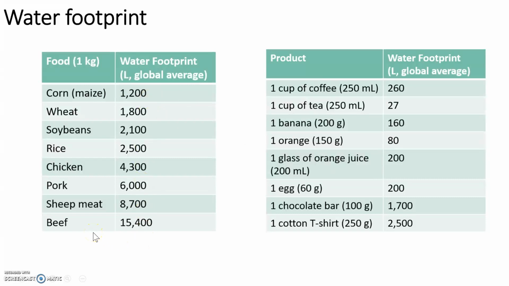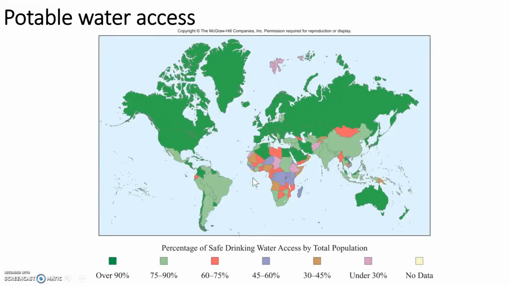Then if we look at something such as raising beef, beef requires a lot of grain for their consumption. So a lot of water goes into the food that the cows eat. So in order to raise 1 kilogram of beef for consumption, over 15,000 gallons of water is used. So everything that we do has some water footprint. A cup of coffee, 260 liters. Even a cotton t-shirt, we grow that cotton to produce that shirt, over 2,000 liters of water. So we use a lot of water.